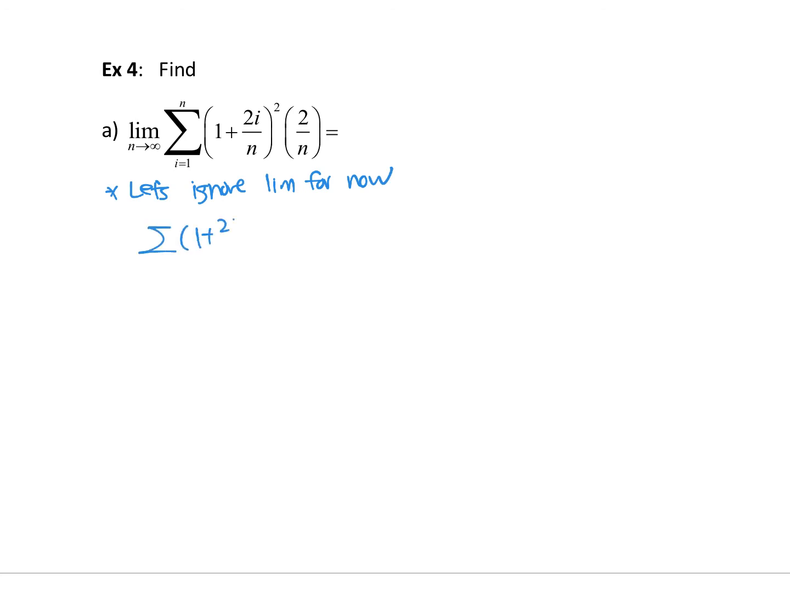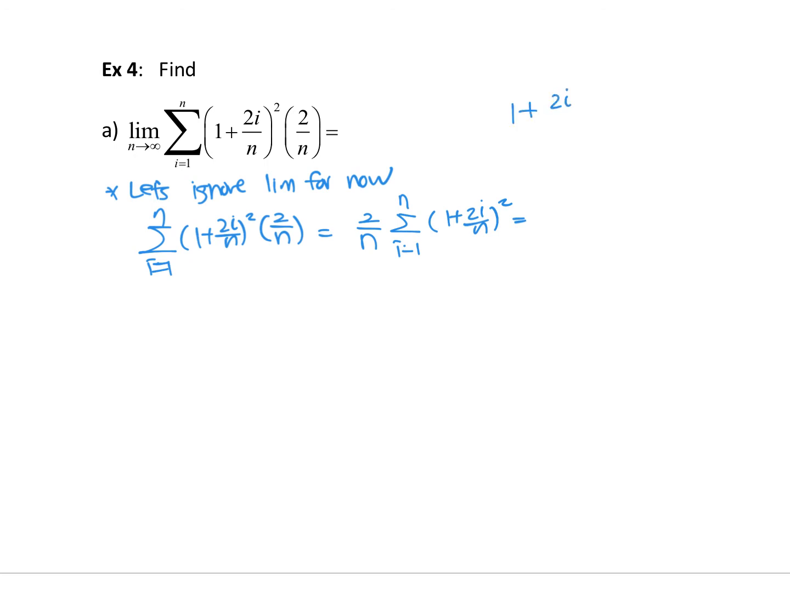1 plus 2i over n, squared, times 2 over n. Again, let's see which one has n. So this one doesn't have I in it, so that's just a constant. Because we're adding a bunch of stuff and we have a constant in every term, basically I can factor that out. So I'll factor that out like this. There's a sum from 1 to n of 1 plus 2i over n, squared. I'm going to expand that.